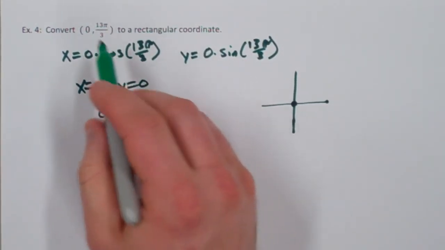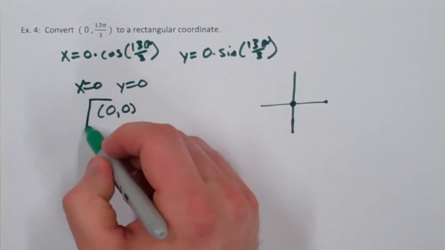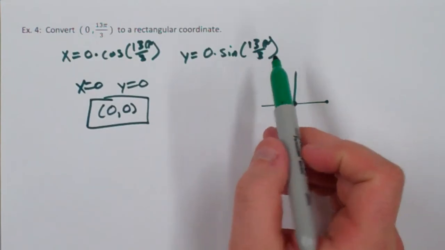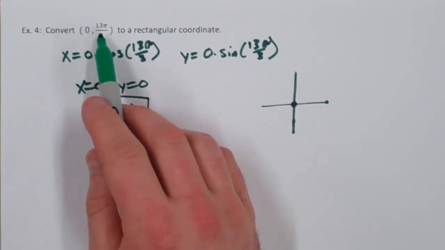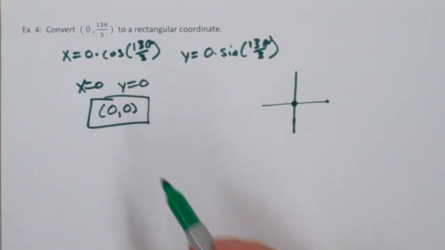So yes, this is at the pole, but this one is the origin in terms of the x and y coordinate system. Anytime you have a radius of 0, it doesn't matter what angle measure, you haven't gone anywhere, so you're just right here at the origin.